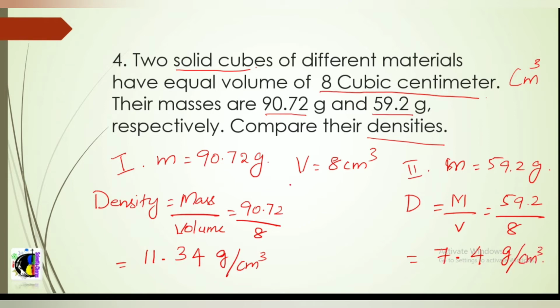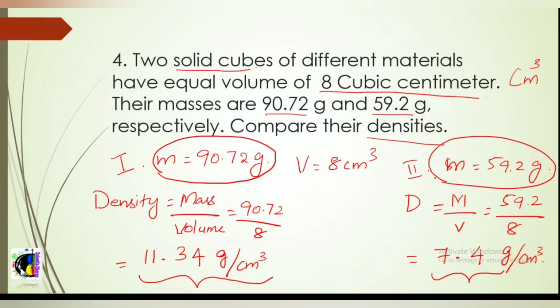Okay. So now they have asked to compare their densities. In this case the density is more, 11.34. In this case it is just 7.4. So the density of the object which has the mass 90.72 gram will be more than the object which has the mass 59.2 gram. Observe carefully, they both have different mass but the volume is the same. But still the densities differ because of the difference in the mass.